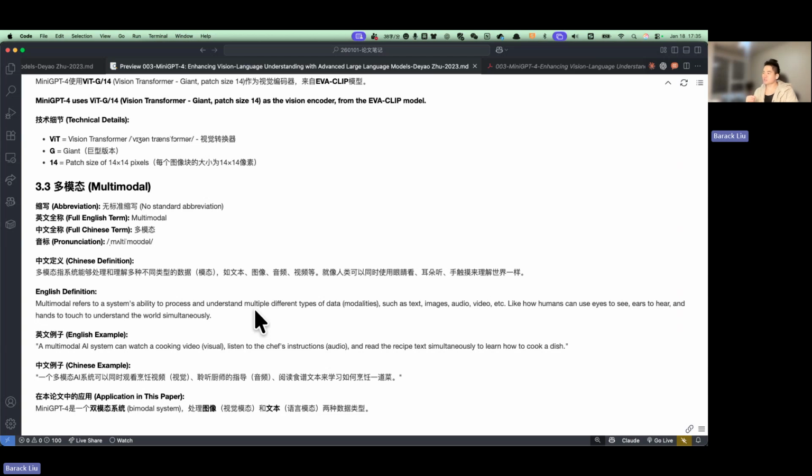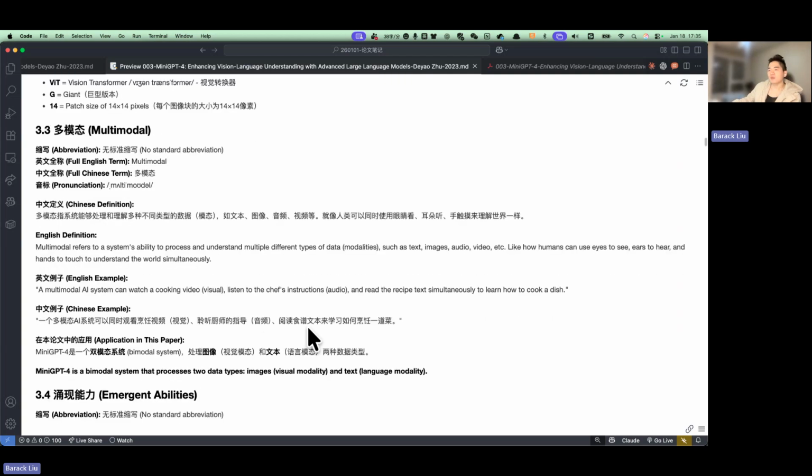Modalities, such as text, images, audio, video, etc. Like how humans can use eyes to see, ears to hear, and hands to touch to understand the world simultaneously. So we should try to understand the world and fully utilize all our sensors, right? Not just use our eyes, right? A multimodal AI system can watch a cooking video, listen to the chef's instructions, and read the recipe text simultaneously to learn how to cook a dish.